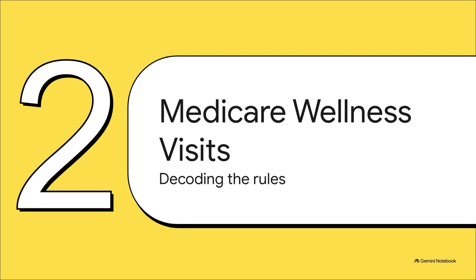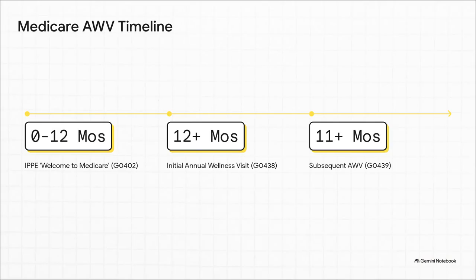Moving right along to Section 2, Decoding Medicare Wellness Visits. Okay, you know everything I literally just said about commercial codes? Yeah, forget it, because Medicare absolutely does not play by those rules. Medicare has a highly specific, time-sensitive framework built entirely on HCPCS G codes. Here is the strict timeline you basically need to memorize.